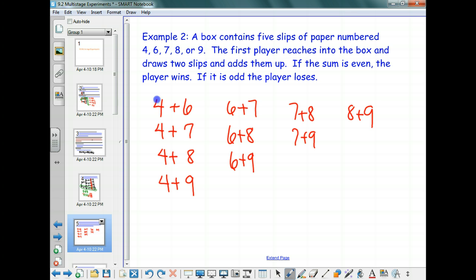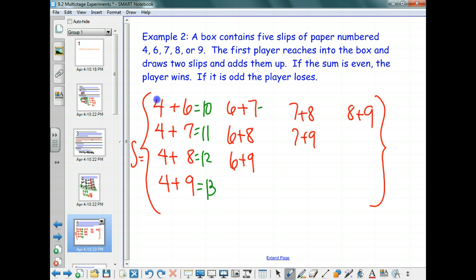So this is, in essence, your sample space, right? That's really what we did. But the issue is whether or not we win or lose the game. And the issue about winning or losing had to do with what? What was the condition? Whether the sum was even or odd. So let's go find all my sums. 4 plus 6, 4 plus 7, 4 plus 8, 4 plus 9. Good. 6 plus 7, 6 plus 8, 6 plus 9, 7 plus 8, 7 plus 9, 8 plus 9.